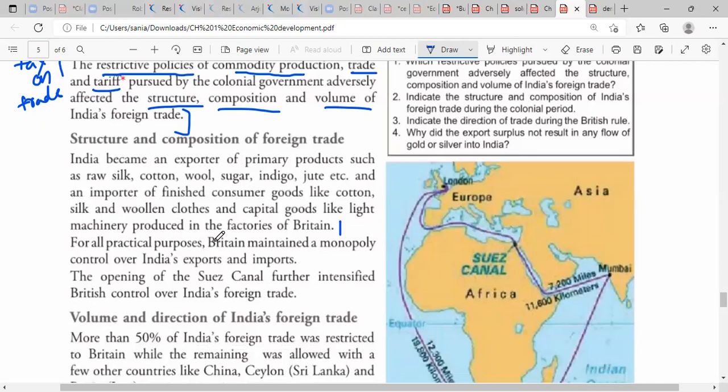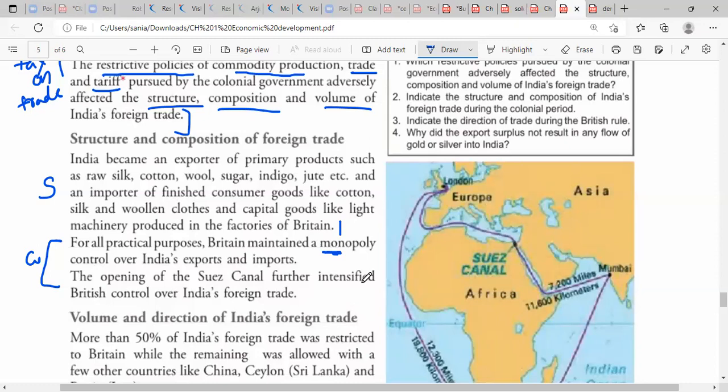For all practical purposes, Britain maintained a monopoly control over India's export and import. Now this is structure, that India was exporter of this and importer of this. Now this is composition. Monopoly: mono means single. So monopoly control over India's export and import. Britain was the only country controlling all the import and export, deciding how much you are going to import and how much you are going to export.